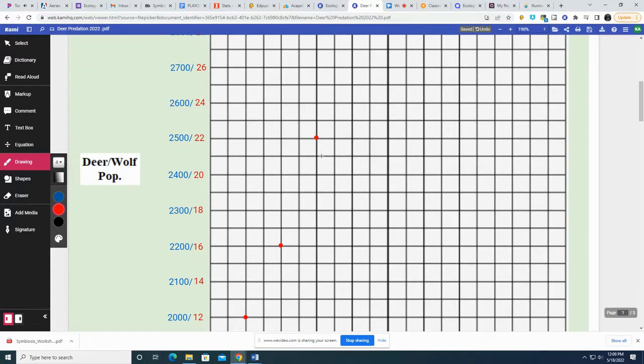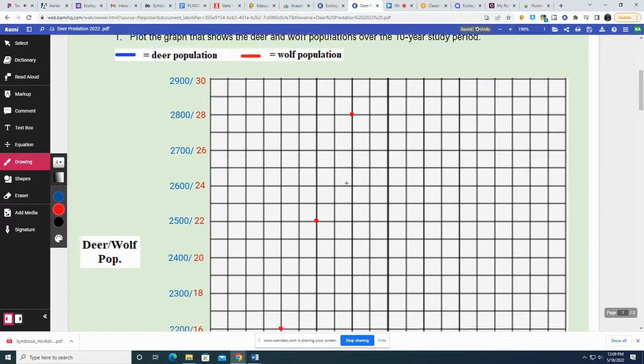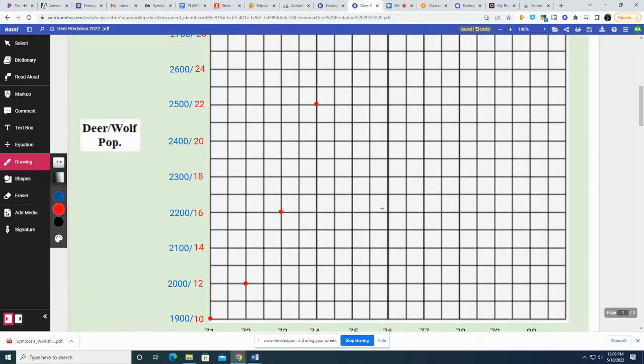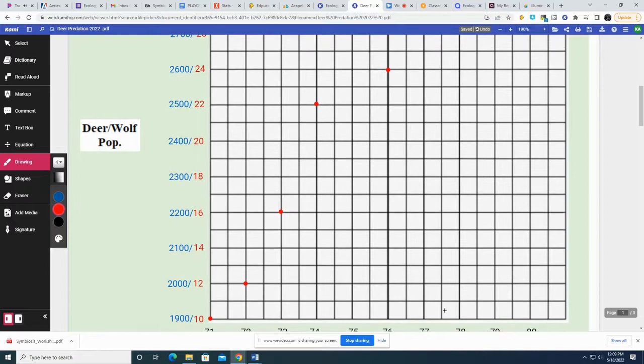Boom. In 75, there were 28. 75 would be here. 28. And that was their peak. Because in 1976, they went down to 24. Make sure. So dark one. 1976, they go down to 24. So right there. 1977, they go down to 21. 77, they go down to 21.